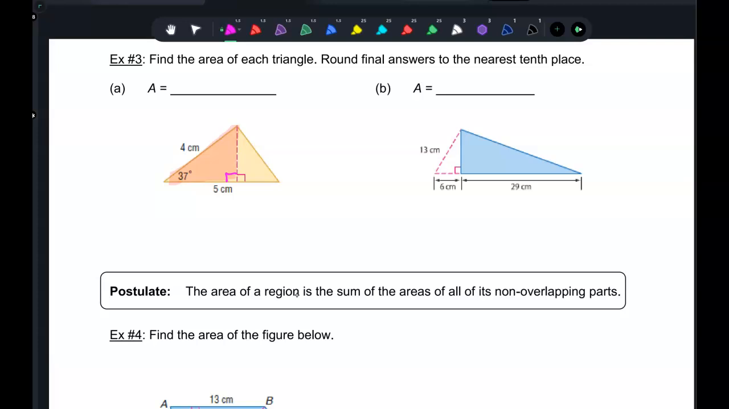So I need to find the height. Do you want to use X or H for this? You like X? Okay. So now if I'm considering sine, cosine, or tangent in relation to 37 degrees. Sine of 37. Sine X over 4. Good. So I'm going to do sine 37 equals X over 4.